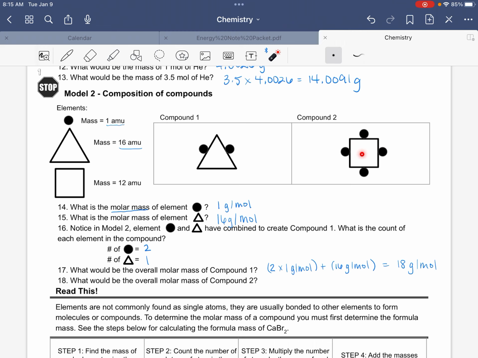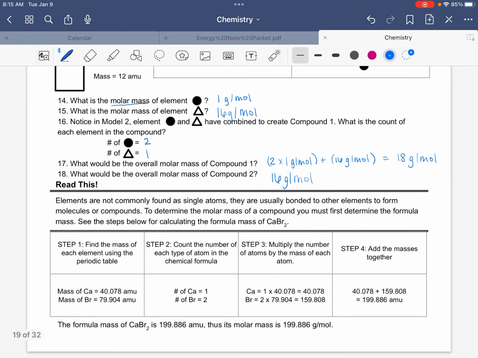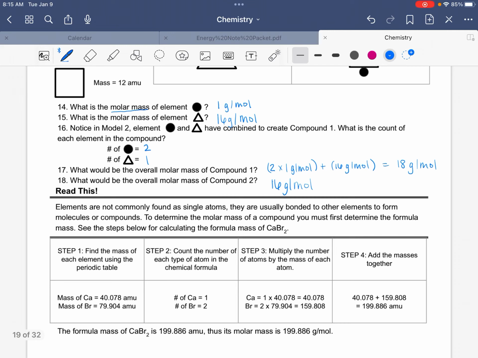For number 18, what would be the overall molar mass of compound 2? For compound 2, we have the square, which has a mass of 12, and then we have 4 of our circles that have a mass of 1, so we'd have 12 plus 13, 14, 15, 16. So we're going to have a mass of 16 grams per mole. That would be my molar mass.